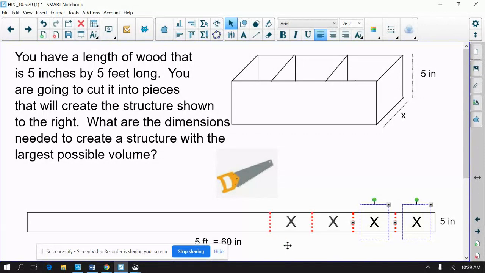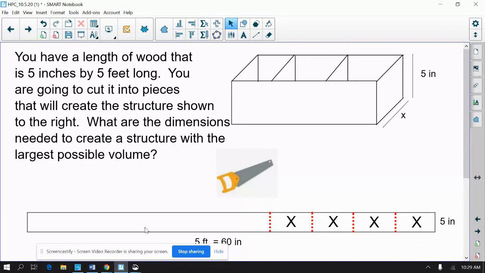The first thing I'm doing with my saw is making these 4 cuts on my whole long piece of wood. So 1, 2, 3, 4, I've got these 1, 2, 3, 4 walls. Now, but that's not the rest of my box, is it? Because how many more pieces of wood do I need?